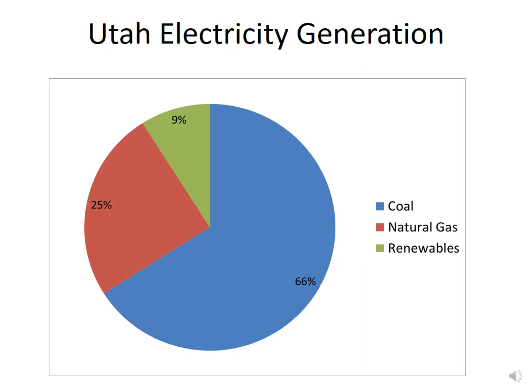So let's take a look at the electricity generation in Utah. Currently, two-thirds of the electricity in Utah is being generated by coal combustion in the coal-fired power plants that we have in the state. 25% of our electricity production is occurring through natural gas combustion in power plants, and only 9% is being generated by renewables. In our state, it's a mix of wind, solar, and a little bit of geothermal. But solar is the one that's growing the fastest here in Utah.